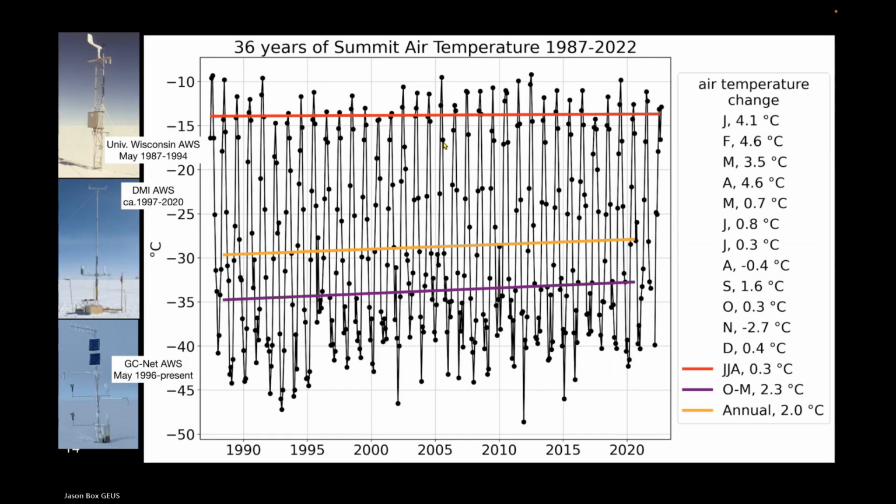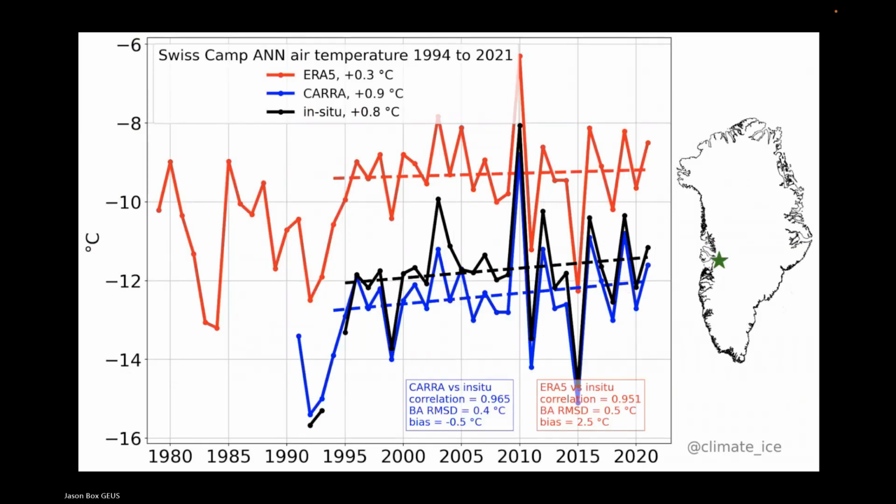So how do these compare with CARRA and ERA5? Swisscamp at the annual scale, in situ is the black curve. It is very encouraging to see the strong variability is captured in all of these data sets. And the truth is that CARRA is assimilating the in situ data, not all of it, but most of it. And here you see that warm difference that we saw for ERA5 versus CARRA.